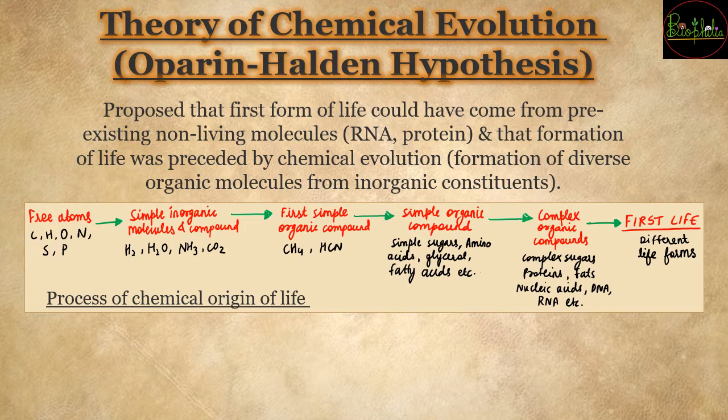So what was it? It was proposed that the first form of life could have come from pre-existing non-living molecules. Instead of non-living matter, it came from non-living molecules, which were kind of RNA, proteins. Life could have been formed from all these things, and then there might have been a chemical evolution. So how did it happen? Say for example, there were free atoms for the first time.